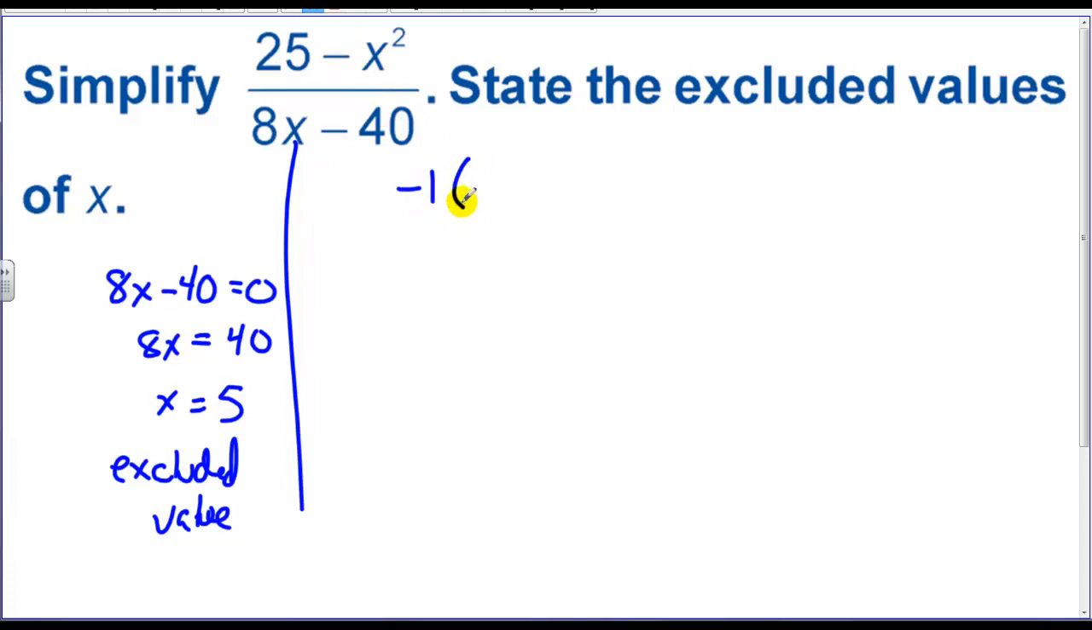So when I factor a negative 1 out of the numerator, I get x squared minus 25. And the denominator, I haven't factored that yet. There's an 8 in common. And that's my GCF. And I'm left with x minus 5.